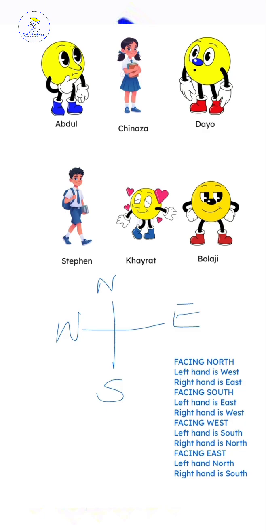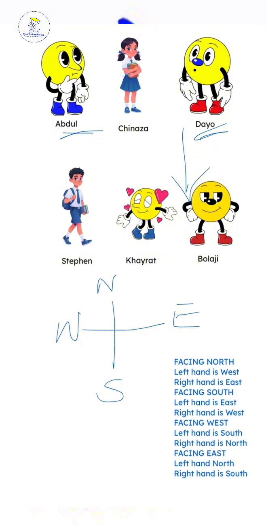Alright, so let's look at facing south. If we are facing south in this arrangement, south is this way. You're facing south, the left hand is now east and the right hand is west. So let's look at Chinaza when everybody is facing south. The left hand of Chinaza will be what? East. That will be Dayo, because we are now facing south. And the right hand will be who? Will be Abdul. That's west.